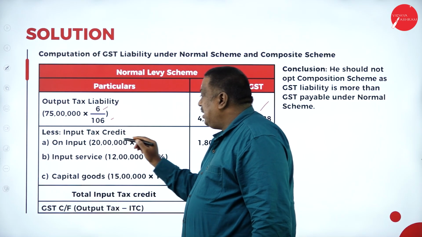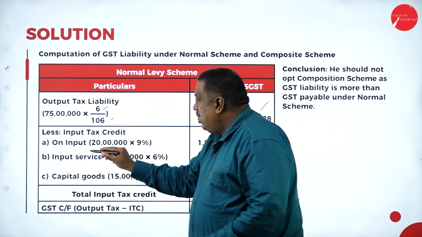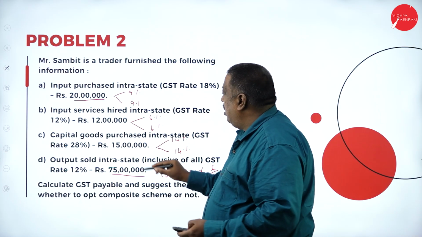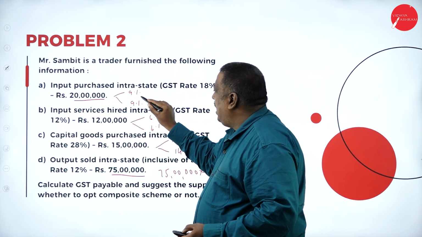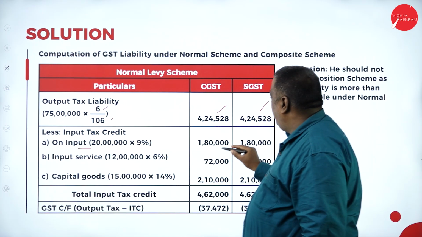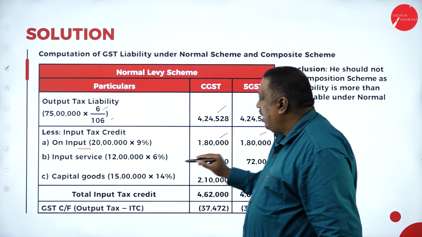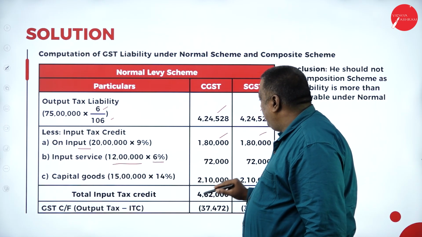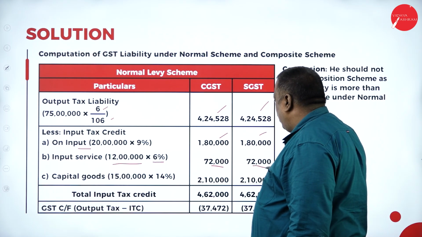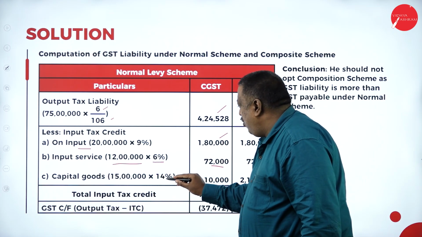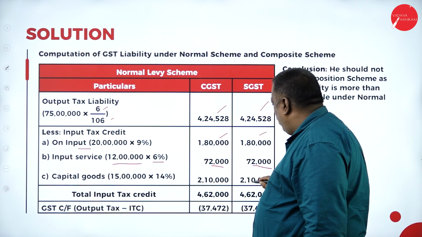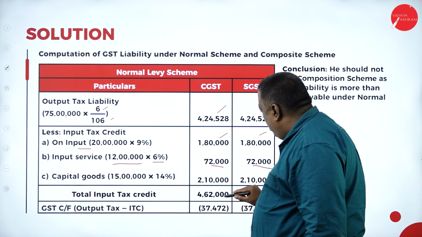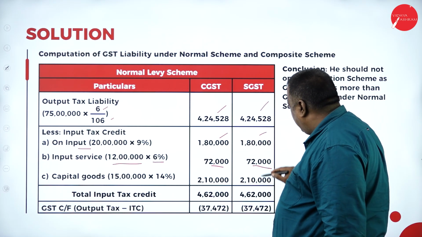What is the input tax credit I'm going to get here? On input purchase, at the time of purchasing, I paid tax 9%, 9%. How much? 1 lakh 80, 1 lakh 80. The services 12 lakhs I've taken, I paid tax here 6%, 72,000, 72,000. 15 lakh into 14%, 2 lakh 10, 2 lakh 10. Totally, I've paid here 4 lakh 62,000, 4 lakh 62,000.